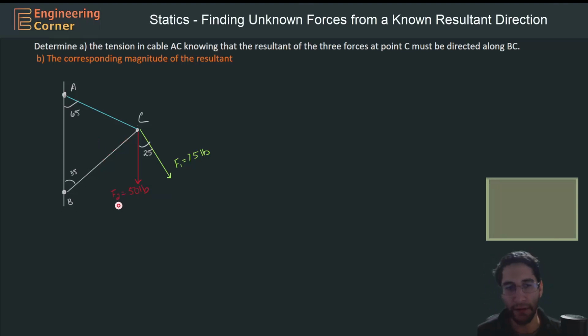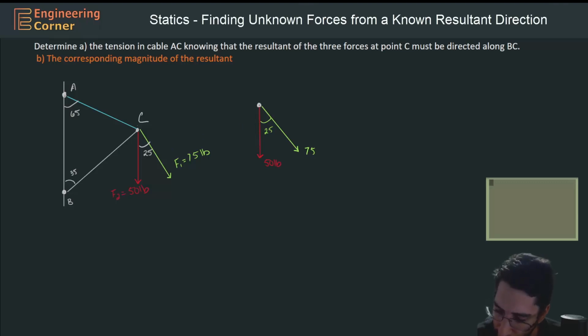Now, the first thing I want to do is redraw this a little bit cleaner and figure out all my geometric considerations, so what angles AC and BC are going to make with my X and Y axis. So I'm going to draw my point C, and I'm going to draw my easy lines first. So this 50-pound force goes straight down, and my 75-pound force goes like this. And we know the angle between these two forces is 25 degrees.